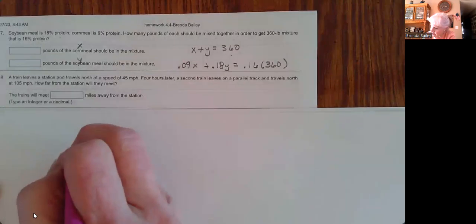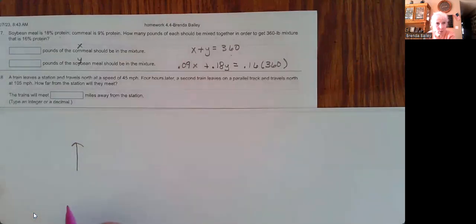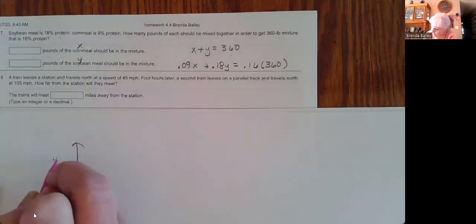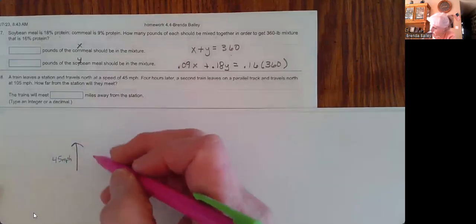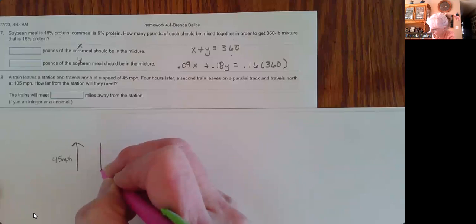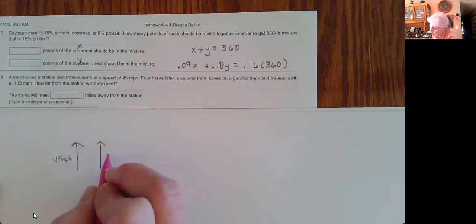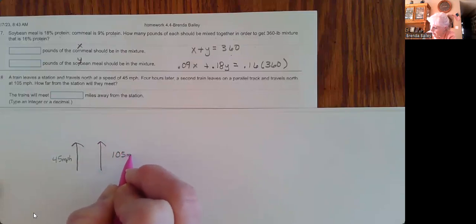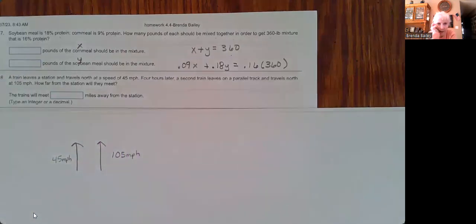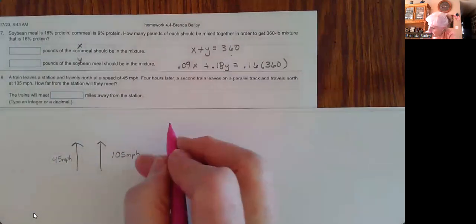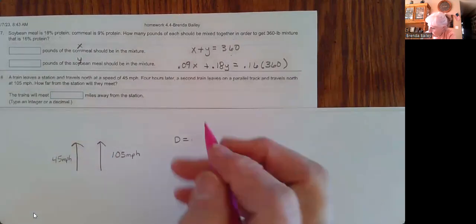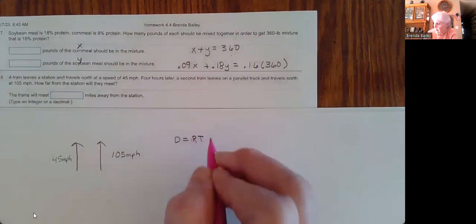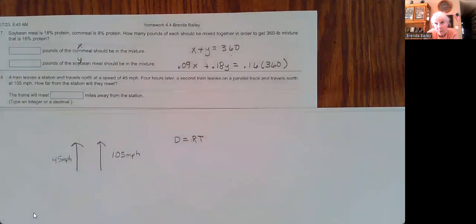Here, we have a train and it's going north at 45 miles per hour. Let's get a picture of what's going on. 4 hours later, a second train leaves on a parallel track, but it's going a lot faster, though it's going to leave later. So this one's going 105 miles per hour. Now, what do you do about the time? Because what we're going to be filling in is distance equals rate times time. I'll use a capital T so it doesn't look like a plus sign.